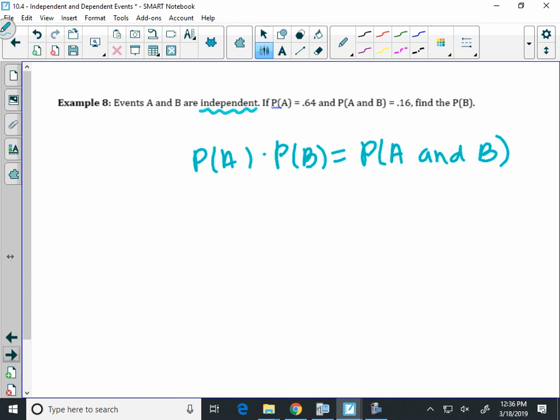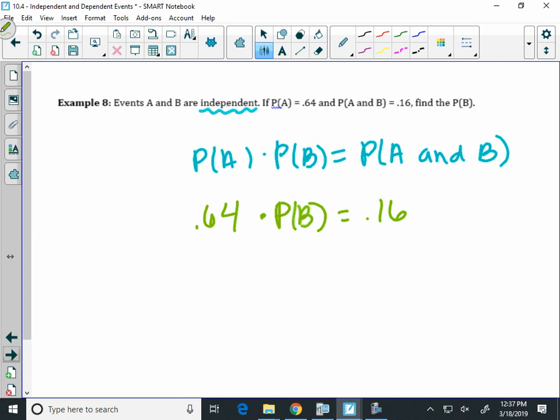Well, what do we know? Fill in what you know. What do we know about the probability of A? What's it saying the probability of A is? 0.64. Times, we don't know the probability of B, so I'll leave it like that. What's the probability of A and B? We don't know. They didn't give that to us. Yeah, it's 0.16. They gave that one to us. They didn't give us B. That's what we don't know.